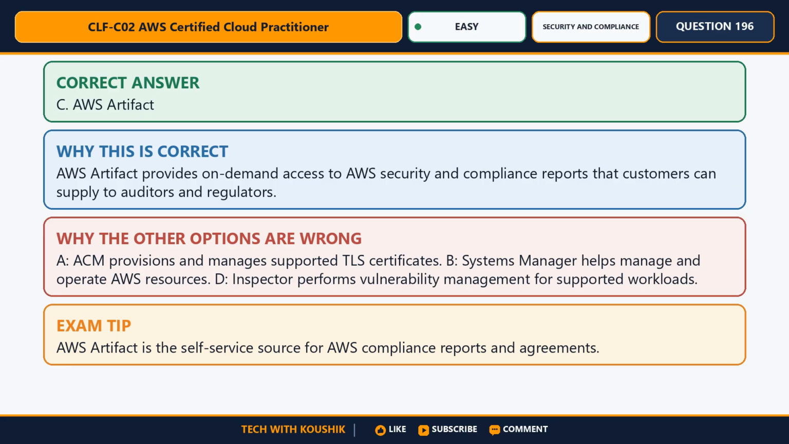A. ACM provisions and manages supported TLS certificates. B. Systems Manager helps manage and operate AWS resources. D. Inspector performs vulnerability management for supported workloads. Exam tip. AWS Artifact is the self-service source for AWS compliance reports and agreements.